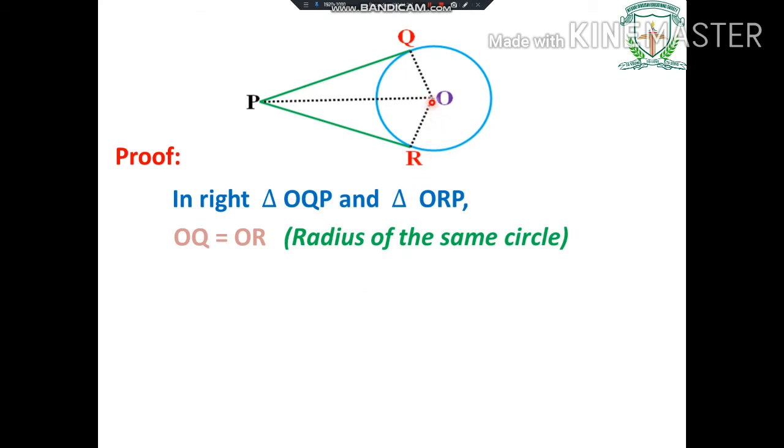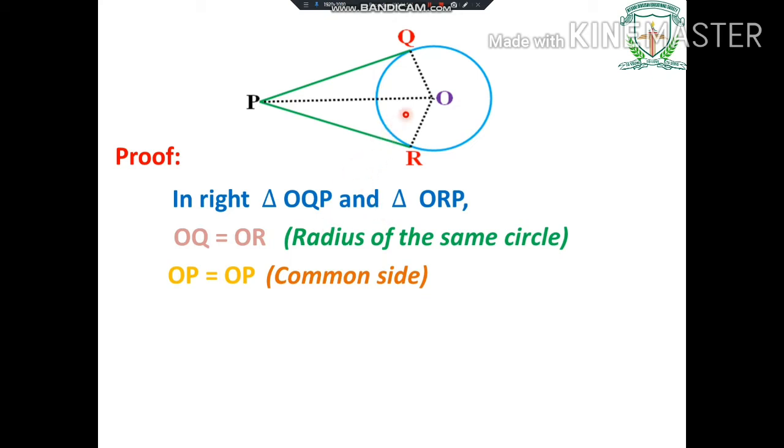Now, children, you can see there is one more part in these two triangles that is equal. Which is that? Can you identify? Yes, we can see here OP. OP is a common side for both the triangles.